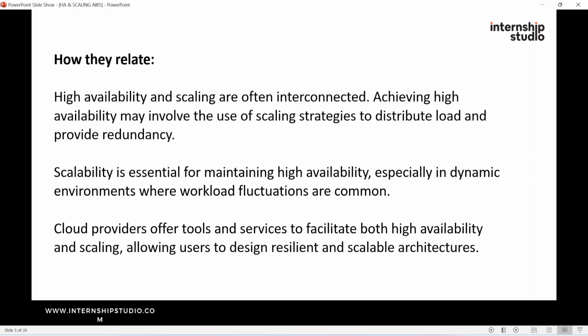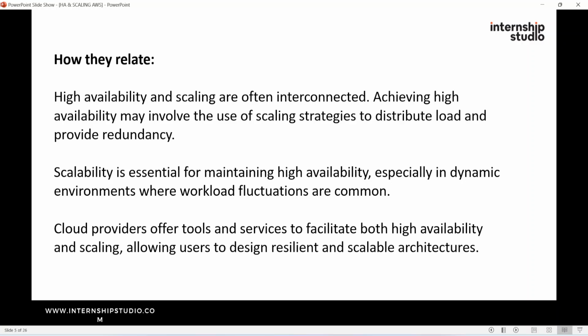So how do high availability and scaling relate? This is the question. Availability and scaling are often interconnected. Achieving high availability may involve the use of scaling strategies to distribute load and provide redundancy. Scalability is essential for maintaining high availability, especially in dynamic environments where workload fluctuations are common. Cloud providers offer tools and services to facilitate both, allowing users to design resilient and scalable architectures. So these are both faces of the same coin.